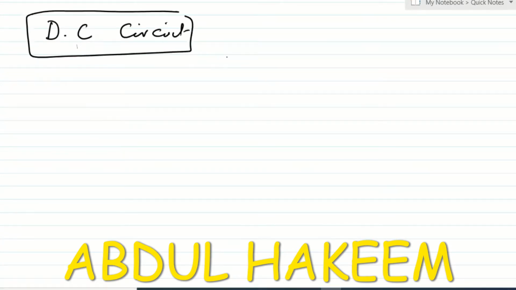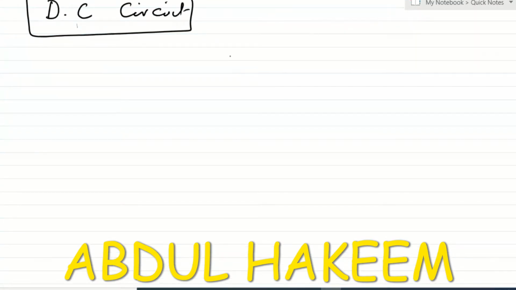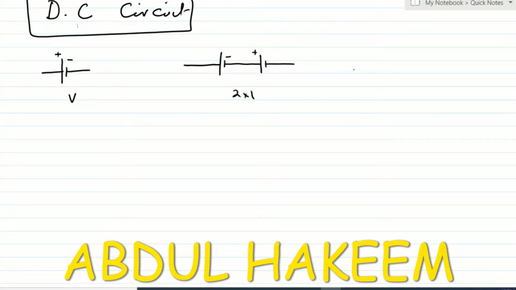Okay, new chapter is direct current DC circuit. So first of all, for the DC circuit, this is a symbol for the battery. This terminal is positive, this is negative. When two or more batteries are connected in series, negative is connected with the positive and the voltage is added.